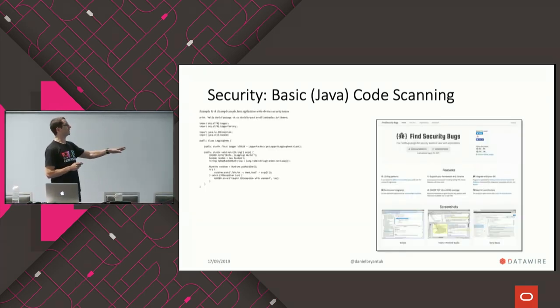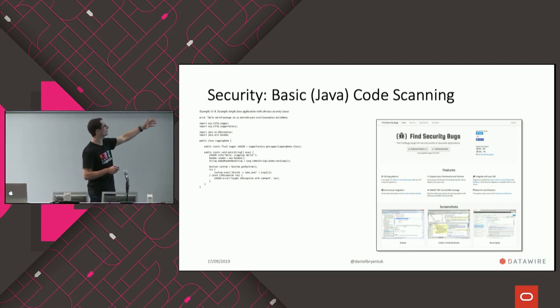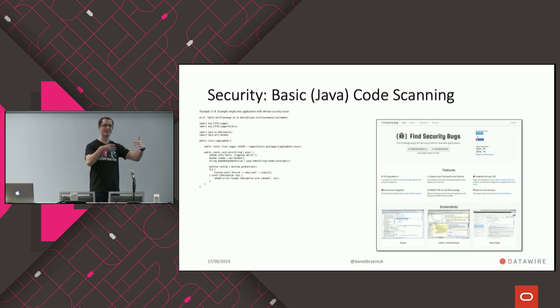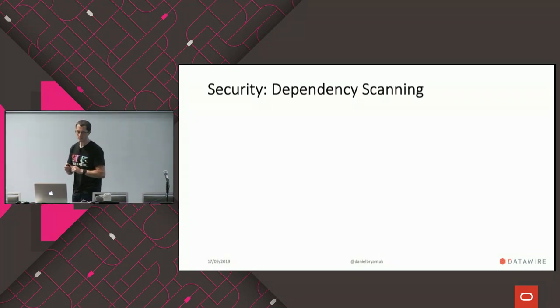So basic stuff, to be honest, like FindSecBugs, an awesome static analyzing tool. It's caught a bunch of things on code I've worked on, like using random in Java wrong, people doing CLI injections, SQL injections. It's a static analyzer, so it only captures patterns of code, but it's very good as a sense check. Chuck it in Maven, chuck it in Gradle, you're all good. Gives you a nice report as well of things it might have found.